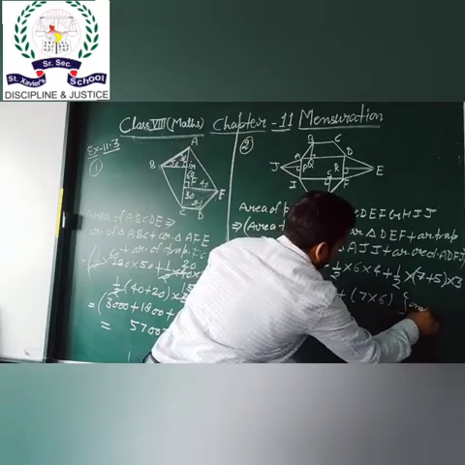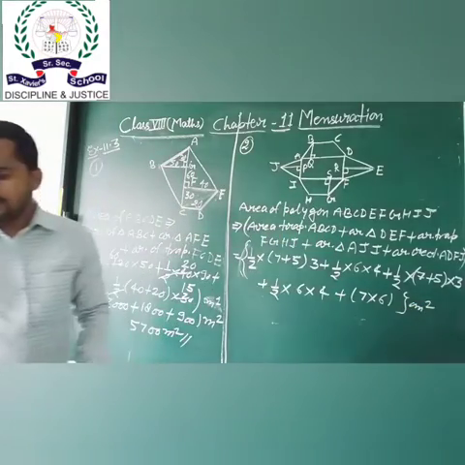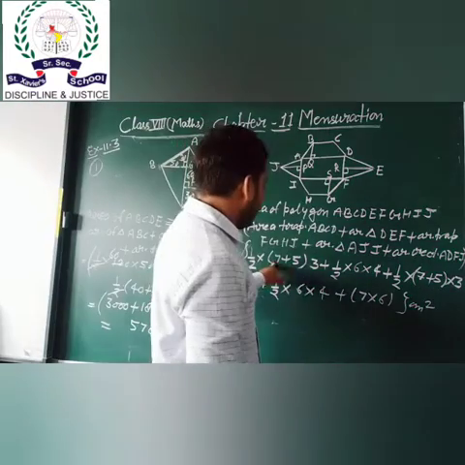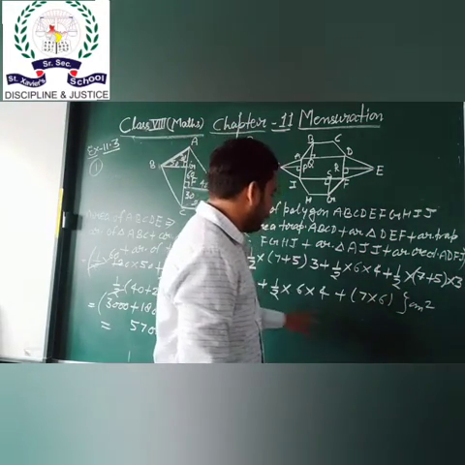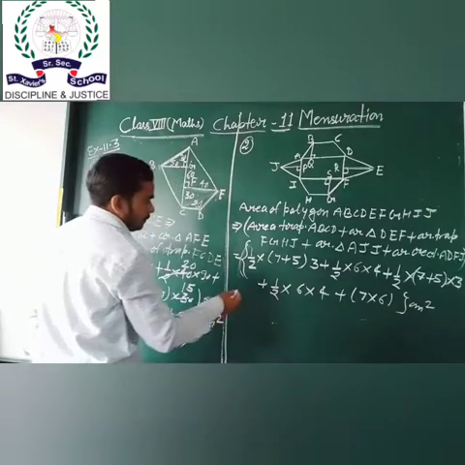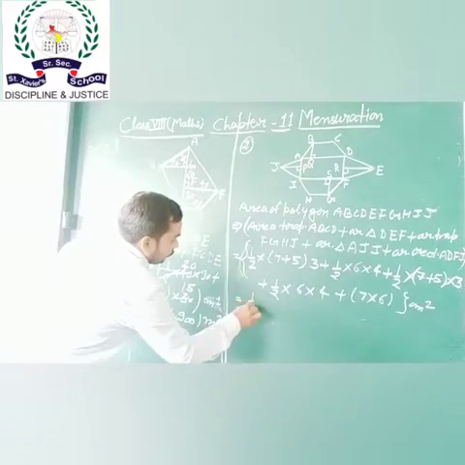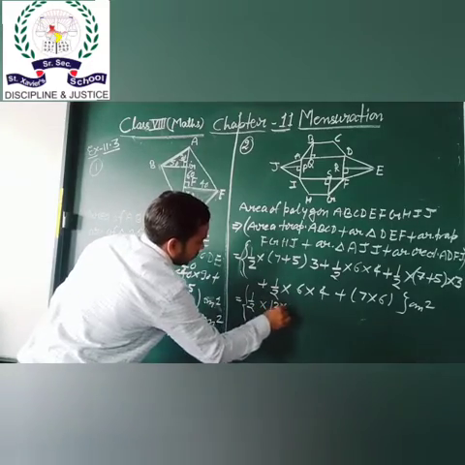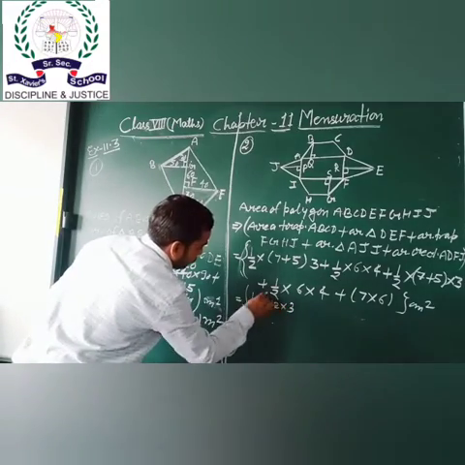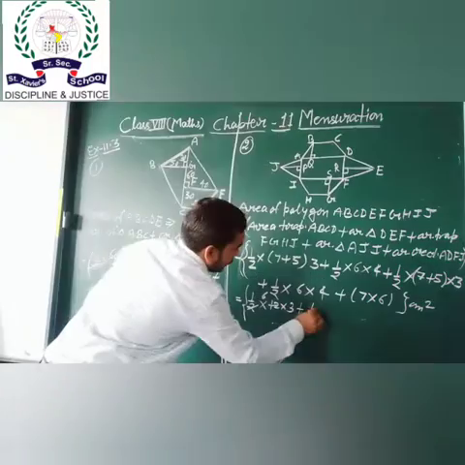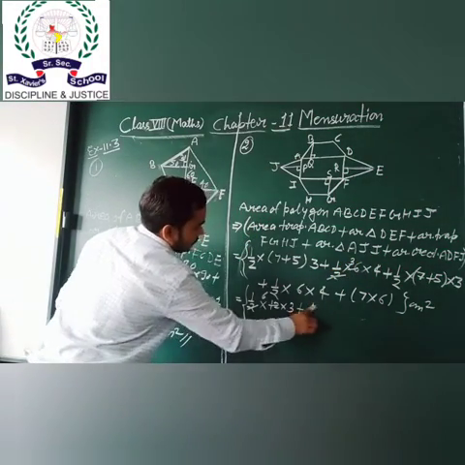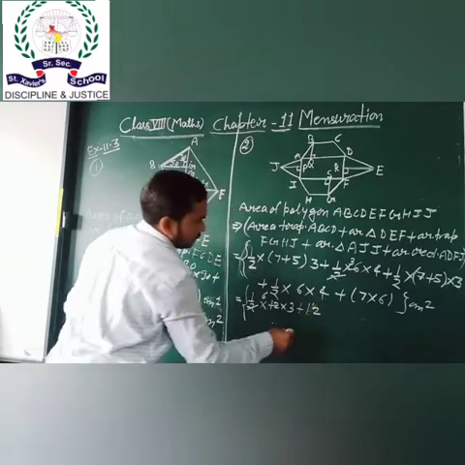Centimeter square. So we have to find the area of 5 figures: 1, 2, 3, 4, 5. The first is 1/2 into 12 into 3, which is 6 times 12... plus 1/2, 3 is 6, so 3 into 4 is 12.